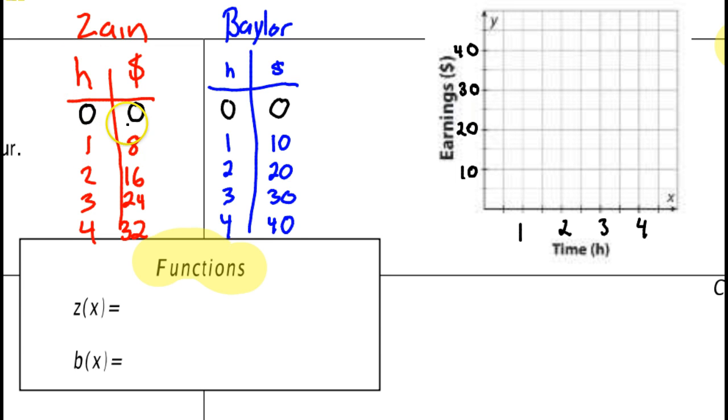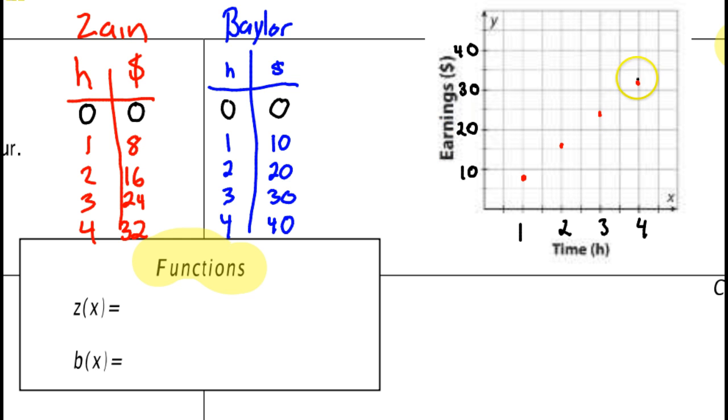Okay, Zane, 1, 8, I'll have to estimate. So here's 1 hour, he's made $8, a little bit before 10. And after 2 hours, he's made $16. So this is 15, 16 is a little bit above that. 3 hours, made 24. 4 hours, we've made 32. And there you have it.